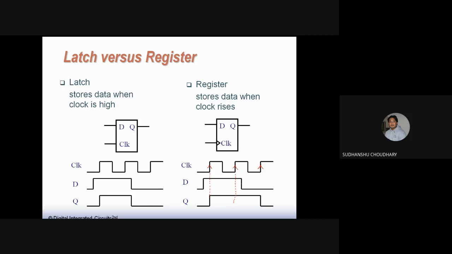Now D is low here at this point, since D is low here, and D is low here. I think, since this is a positive edge triggered, we should make a change over here. So this should be copied to Q, right? So it should be this much, I think.